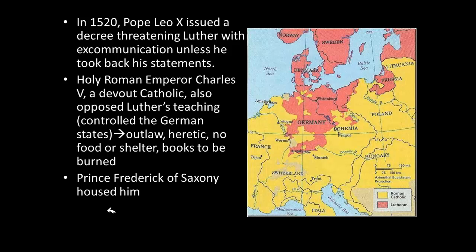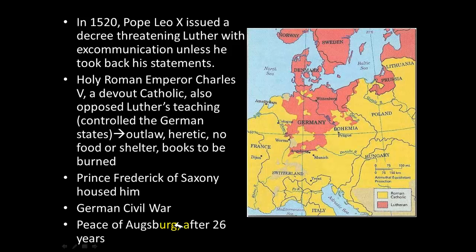We started seeing Luther splinter out and form his own sect of Christianity, or his own denomination of Christianity, called Lutheranism. And this eventually led to Germany's Civil War. This map shows you that part of Germany is Lutheran, and the countries around it are Catholic, also part of Germany being Catholic. This led to a Germanic Civil War that took 26 years before it was settled.